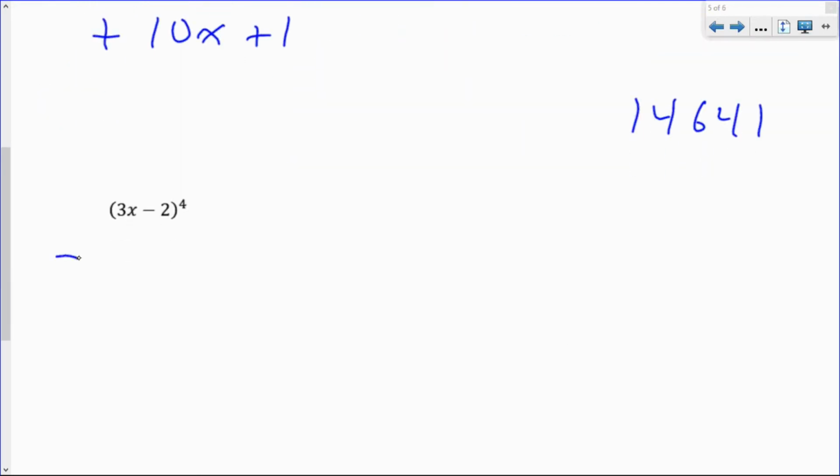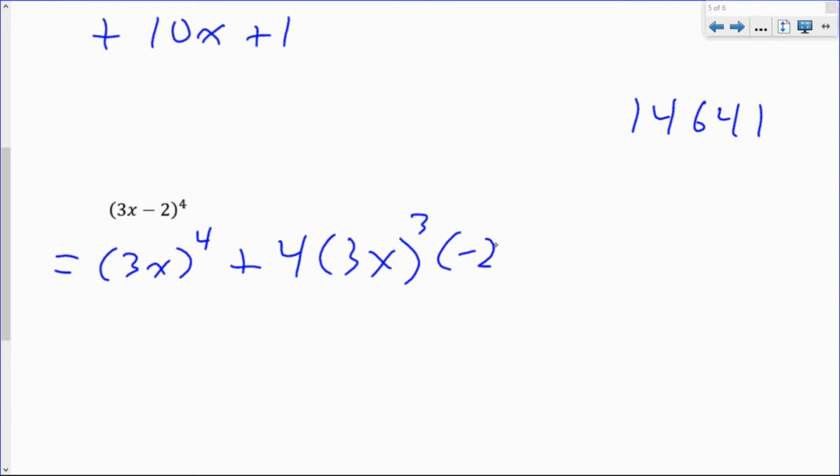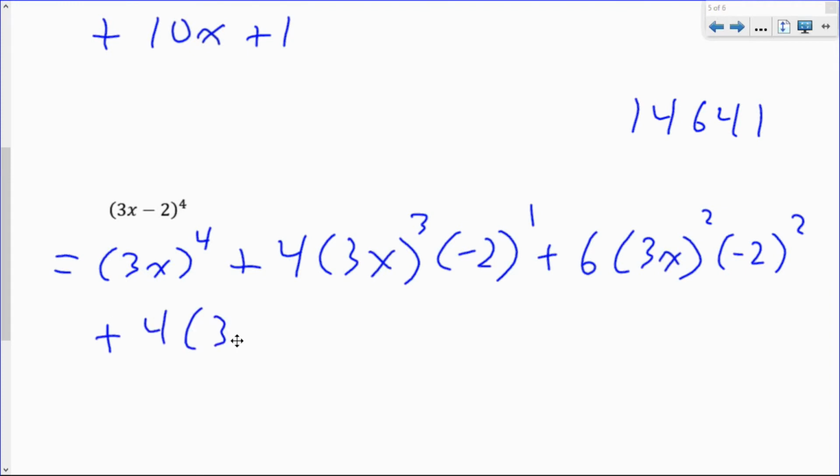And my first one will be (3x) all to the power of 4. Plus, okay, 4 from Pascal's triangle, (3x) cubed times (-2) to the power of 1, or just -2, plus 6, (3x) squared, careful with the brackets, times (-2) squared. Then I have a 4, and I'm at 3x to the power of 1, or just 3x, times (-2) cubed, and then finally my last term is (-2) to the power of 4.